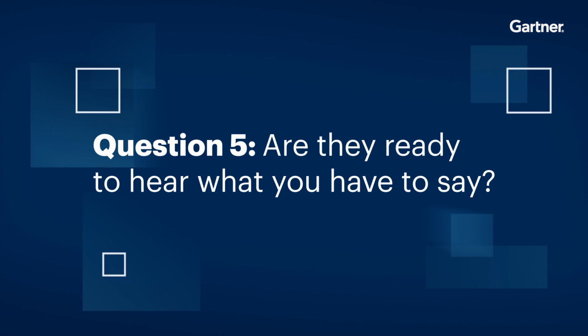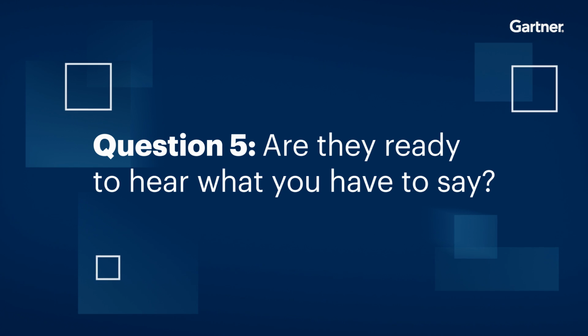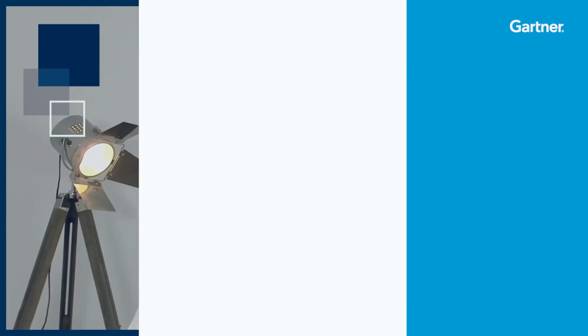And question number 5. Are they ready to hear what you have to say? Just because you want to share your message doesn't mean they're ready to hear it. Now, this isn't just about whether your audience wants to hear your message, but whether they're in a place where they can hear it. Sometimes the best thing we can do is recognize that the timing isn't right. Choose an approach to the conversation that is going to be a little different, or maybe even at a different time. It's really about meeting people where they are, not where we want them to be.